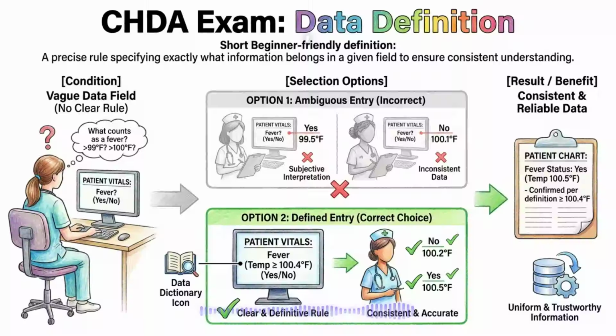To prevent confusion, every piece of data must have a clear data definition, which is another core quality characteristic. Data definition means that users clearly understand what specific information belongs in a given field, which is why we rely so heavily on the data dictionaries we discussed earlier. If a hospital tracks whether a patient has a fever, the data definition must explicitly state exactly what temperature officially counts as a fever. Clear definitions prevent different nurses from interpreting the same exact computer screen in completely different ways.